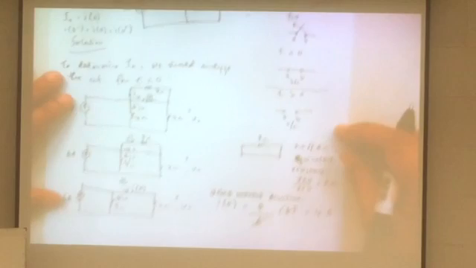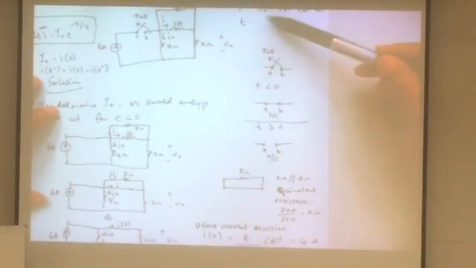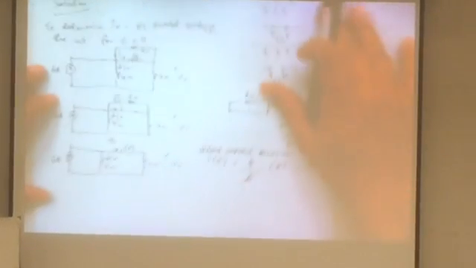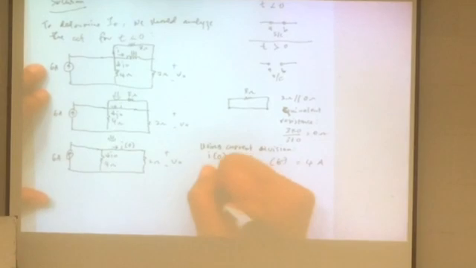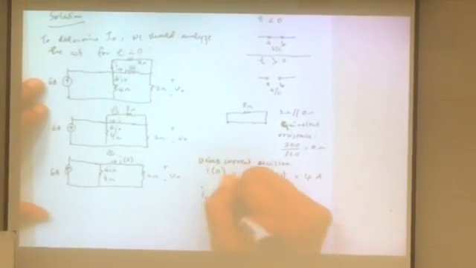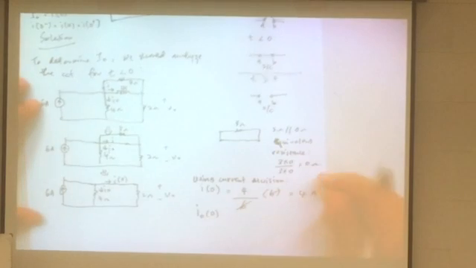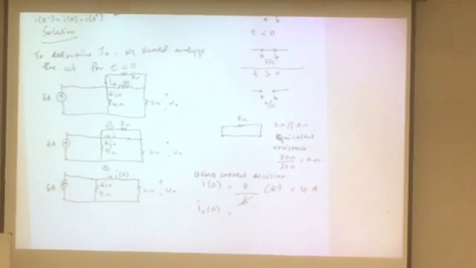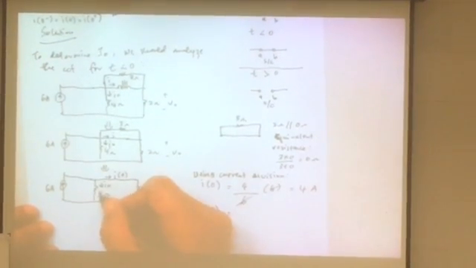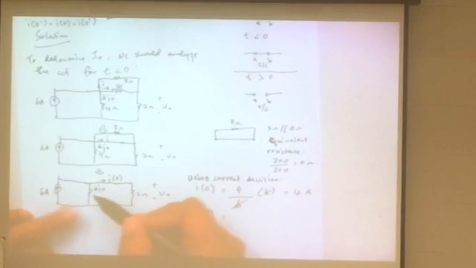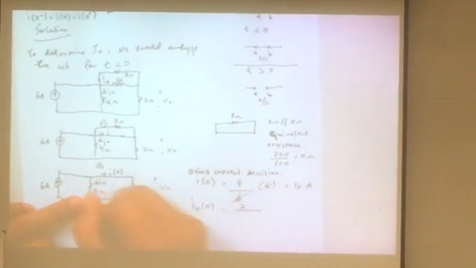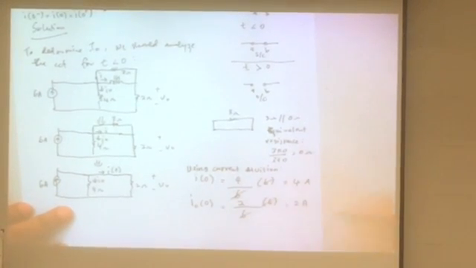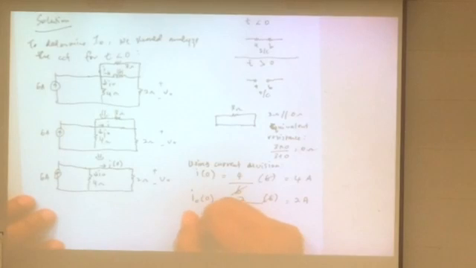And the question says, determine I naught and V naught for all t. For all t, that means including for t less than 0. So what is I naught for t less than 0? So this circuit is for t less than 0. What is I naught? Using current division also, isn't it? So the I naught here is 2 over total 6 times 6, which is 2 ampere. Right?